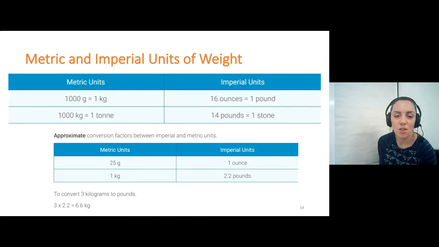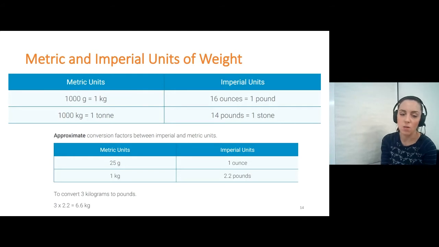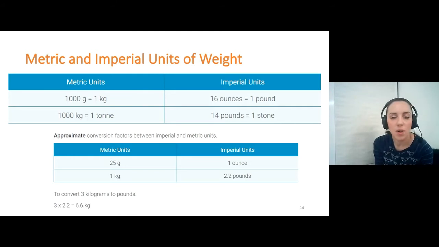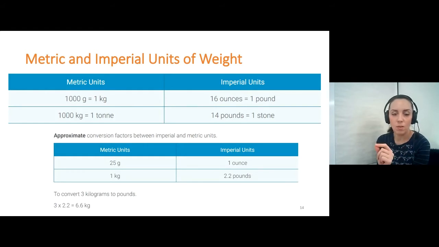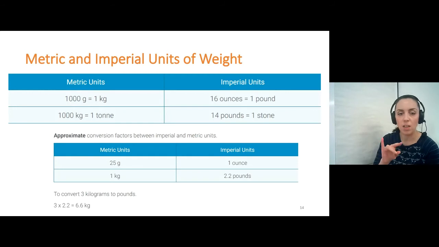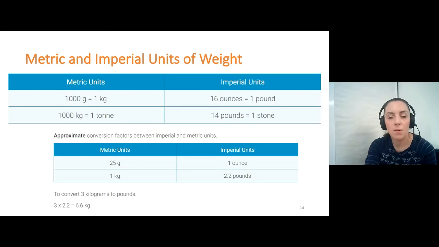So again, we're looking at metric and imperial units. There are approximate conversion factors between imperial and metric when we're looking at weight. So 25 grams is about 1 ounce and 1 kilo is about 2.2 pounds. So 1,000 grams is about 2.2 pounds. So again, at level 1, I'll reiterate, if you were given imperial units, you'd be looking at converting between imperial units. So it would be pounds to stone, for example. At level 2, you might have to go between, for example, grams to ounces or kilograms to pounds. So you would be looking at different units of weight in that sense as well. But you need to know the metric ones. You would be given the imperial units in your exam, so you wouldn't need to memorize them.